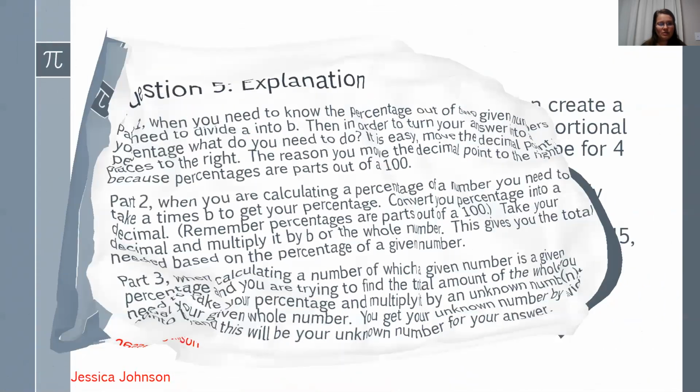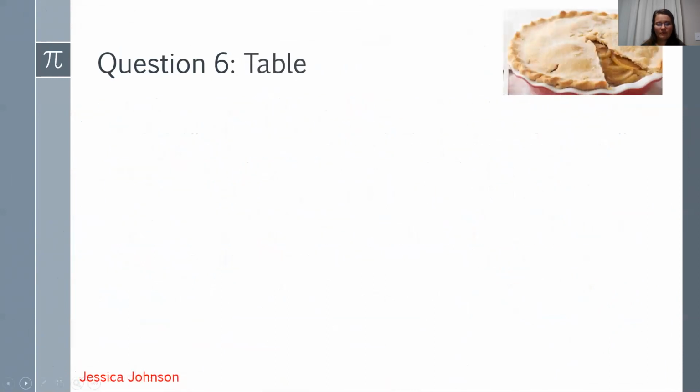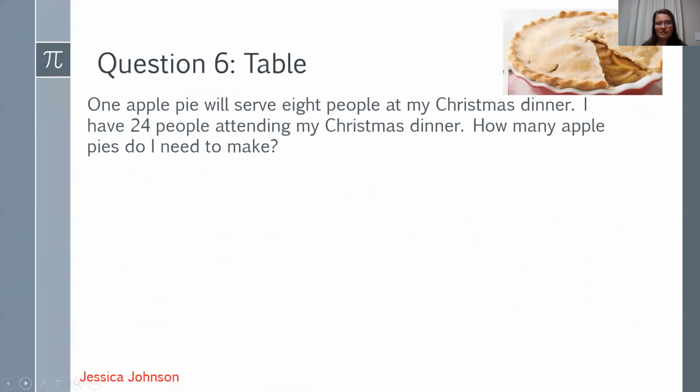And let's look at question number 6. Create a proportional reasoning scenario. Then create a table and a graph to show the rate of your proportional change. I need to create a table and a graph to represent proportional reasoning. I have several people coming to my house for a Christmas dinner. 1 apple pie will serve 8 people at my Christmas dinner. I have 24 people attending my Christmas dinner. How many apple pies do I need to make?